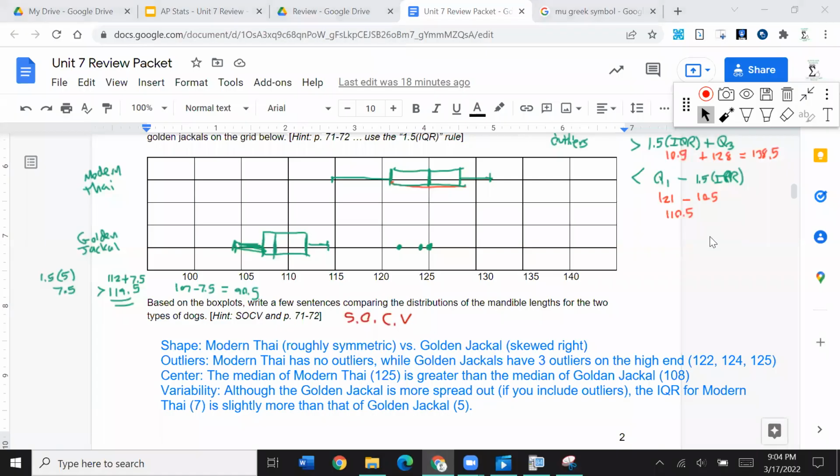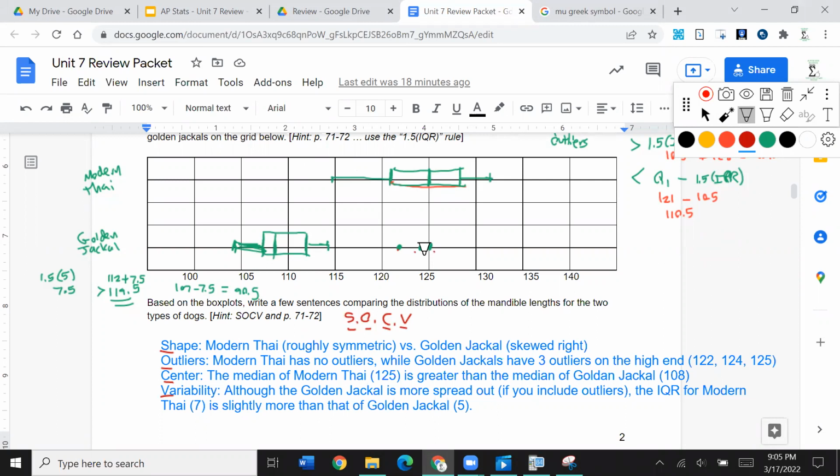All right, just for ease, I just kind of typed this all out. Let's go over what's going on with this. So we want to do our SOCS on these type of problems: shape, possible outliers, center, and variability. If you recall this from unit 1, going way back there, we discussed the shapes of these. The modern Thai is going to be roughly symmetric, while the golden jackal seems to be skewed to the right because of these outliers out here.